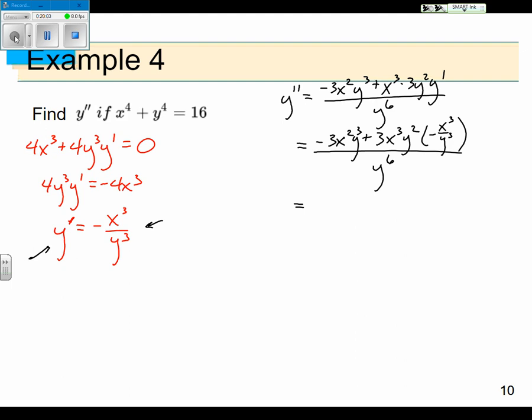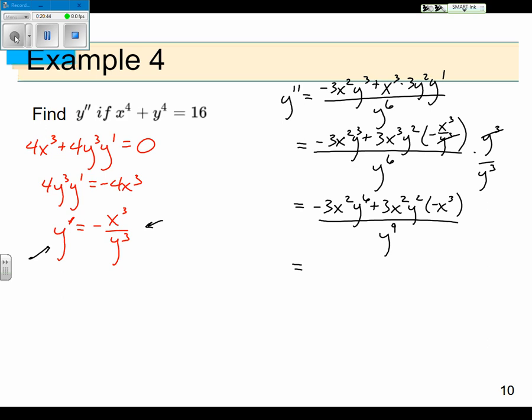They might be thinking, well, that looks pretty good, but I'd really rather not have a fraction inside of a fraction. So, what do I do to it? Let's just multiply everything by y cubed. That's the denominator of the fraction that's in the way. So that's going to be negative 3x squared y to the 6th plus 3x squared. So check this out. This is cool. That's going to cancel. And so I'm just going to be left with y squared times negative x cubed all over, now I'm up to y to the 9th on the bottom.